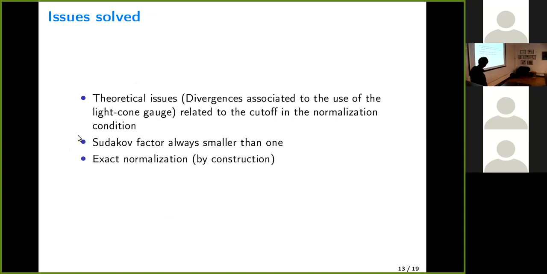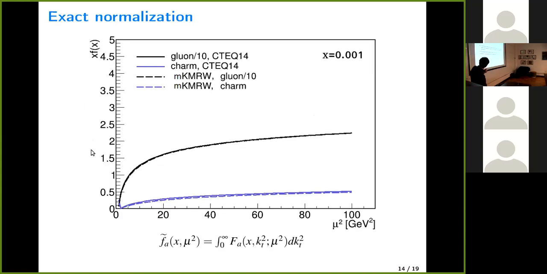Now, as we have seen, the Sudakov factor is always smaller than one, which was not the case, and which is not the case also in the proposition published recently. By construction, the PDF obeys exactly the normalization condition. So here I can show that also.